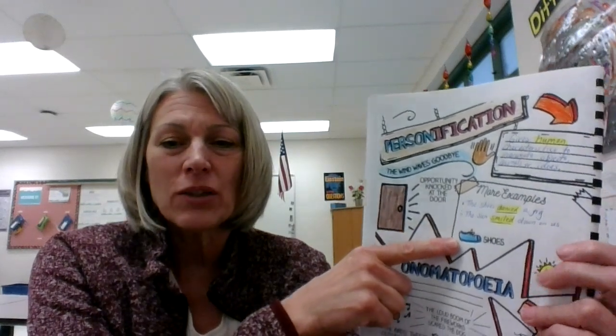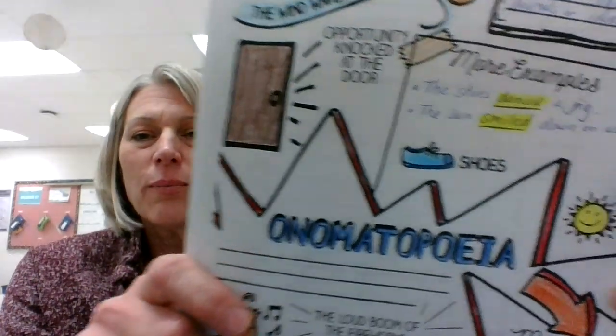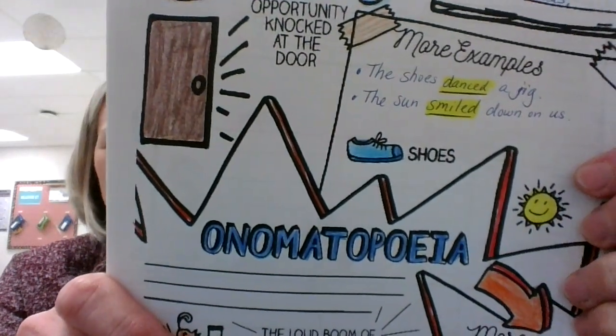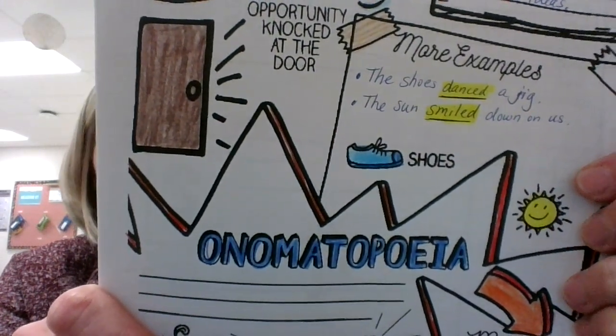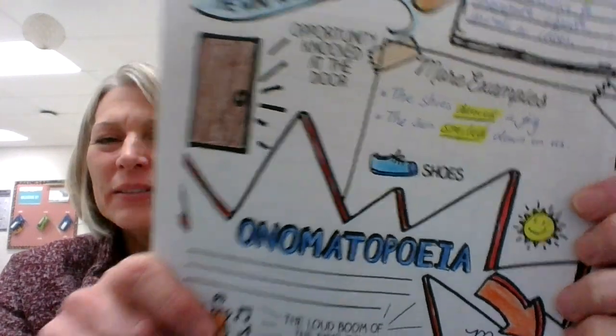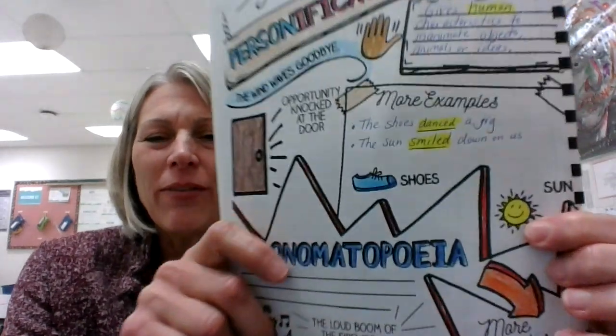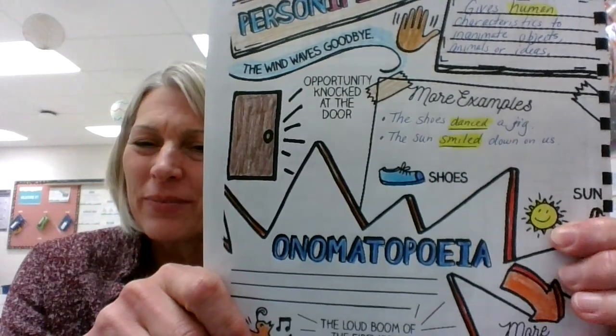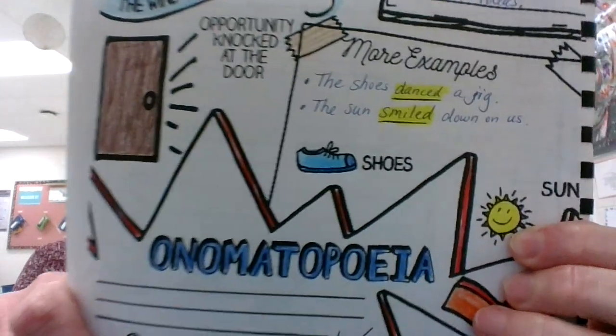There are two examples here I'd like you to write down. One has to do with the shoes and one has to do with the sun. The first one says the shoes danced a jig. Shoes, of course, if they're on your feet, will help you dance, but they're not really doing the dancing. The people are. And the next one is the sun smiled down on us. Really, I drew a smiley face on my sun, but really, the sun doesn't smile.